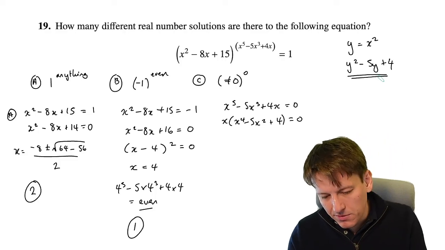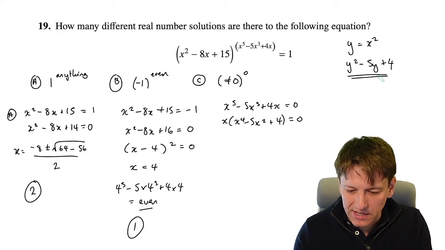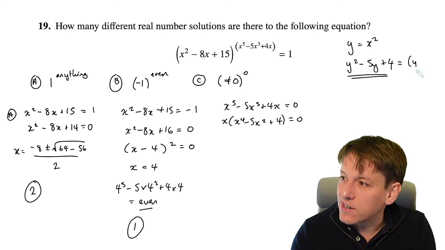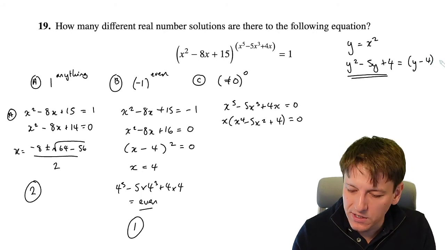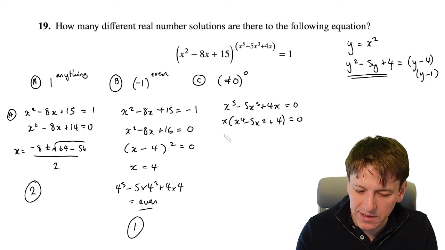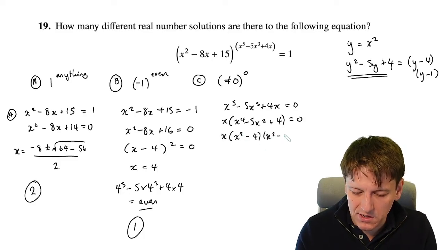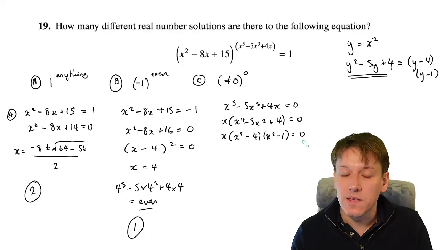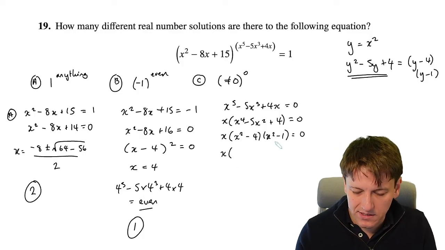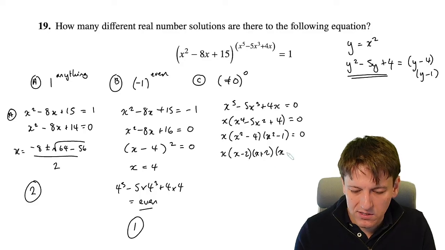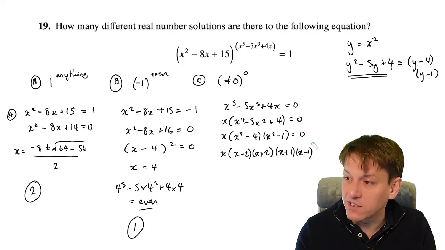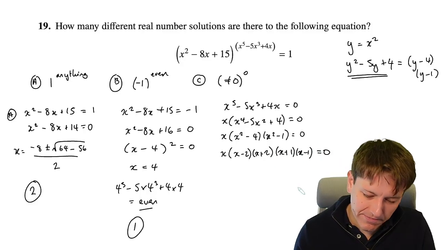Anyway, back to this problem. So I've got this disguised quadratic. So this one, you see, factorizes as y minus 4 times y minus 1. So that basically means that this factorizes as x squared minus 4 times x squared minus 1 equals 0. But now I've got a difference of 2 squares in both of these brackets. So I've got x minus 2, x plus 2 times x plus 1 times x minus 1 all equals 0.